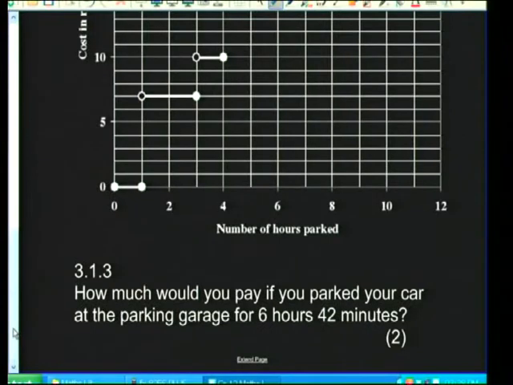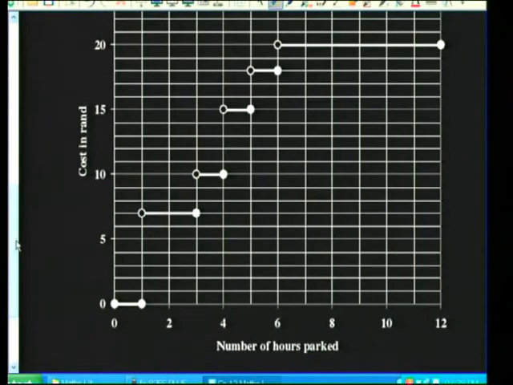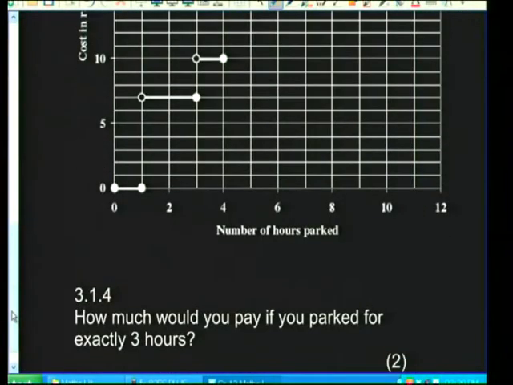How much would you pay if you parked your car at a parking garage for 6 hours and 42 minutes? Let's have a look at that. 6 hours and 42 minutes. Well, here's 6 hours. Here is 7 hours. So 6 hours, 42 minutes is somewhere over here. And you can see anything from 6 hours, I'm going to pay 20 rand. Okay. Next one. How much would you pay if you park for exactly 3 hours?